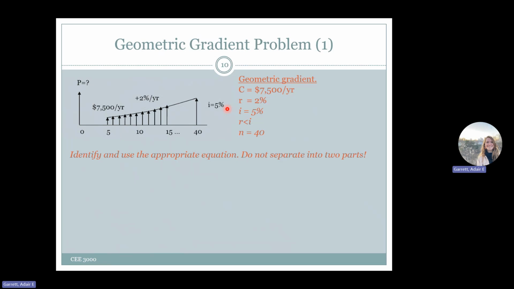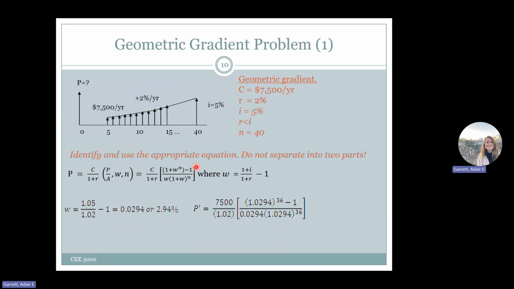So that gives us a sense of what is the appropriate equation to use. And there's a note here, don't separate it into 2 parts like we had been doing with the arithmetic gradient. So P is equal to C over 1 plus R times our P given A, with omega here and our number of years. So we can pull our formula that we saw 2 slides ago and plug everything in. First we calculate omega, which is 1.05 over 1.02 minus 1. We get 2.94%.